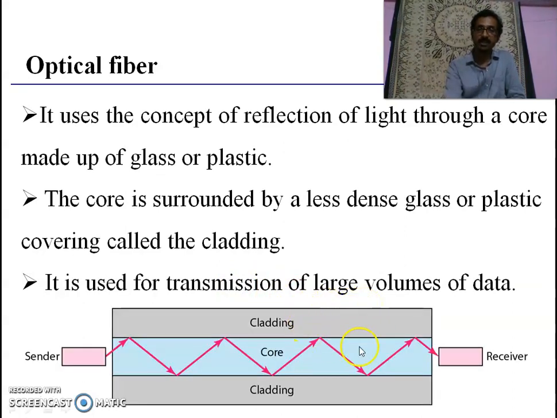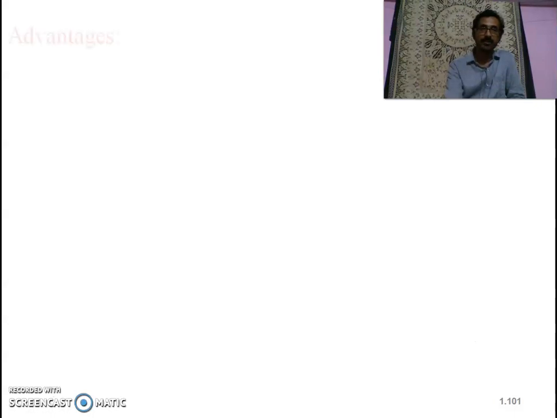This is the diagram representation of the optical fiber cable. This is the core, this is the cladding. Optical fibers are made up of glass and plastic. The concept used here is light reflection. This is the sender and this is the receiver.